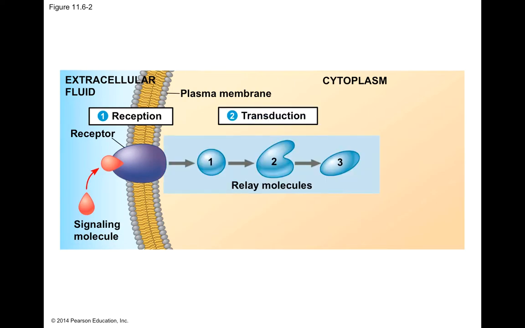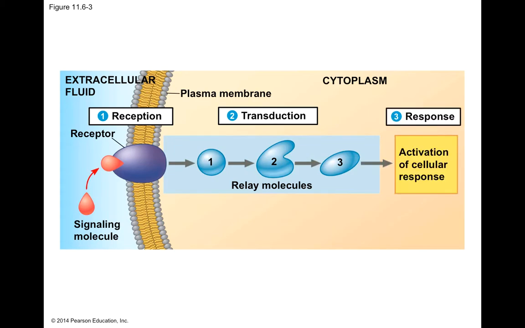The second step, transduction, is when the binding of the signaling molecule changes the receptor and initiates a signal transduction pathway. This usually happens in a series of steps using different molecules to ultimately bring about a specific response, which could be pretty much anything the cell needs to do. Most of the time, it involves the transcription of a gene to make a protein that the cell needs.